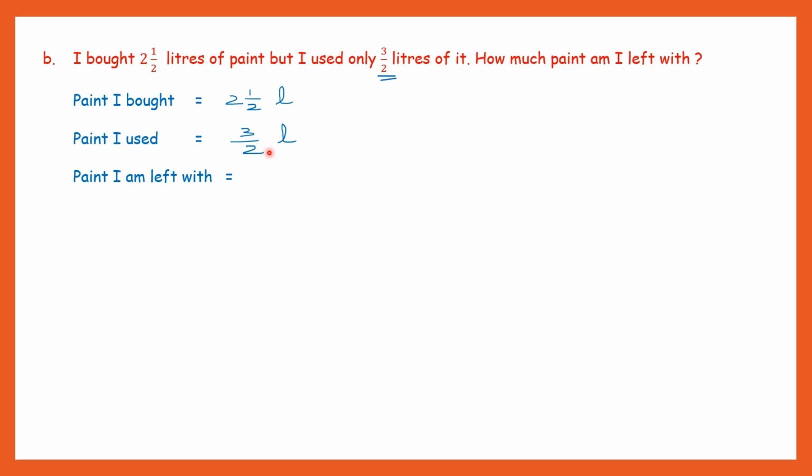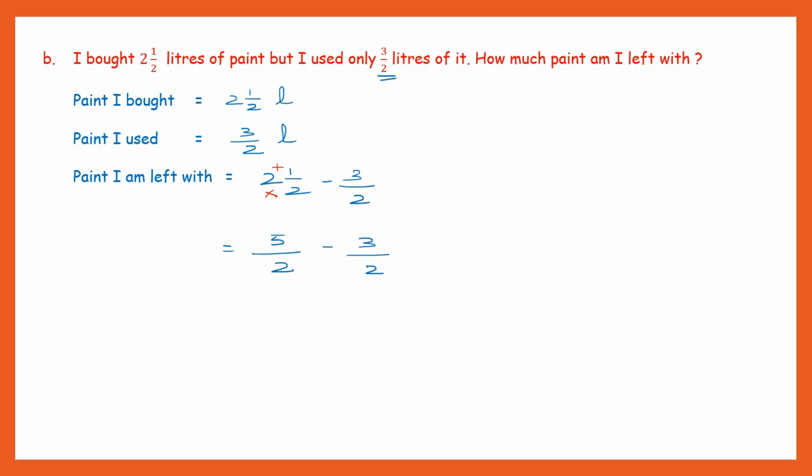So to find out how much is left, I have to subtract. That means 2 1 by 2 minus 3 by 2. Let's convert 2 1 by 2 into an improper fraction. So 2 2's are 4 plus 1 is 5. So this becomes 5 by 2 minus 3 by 2.